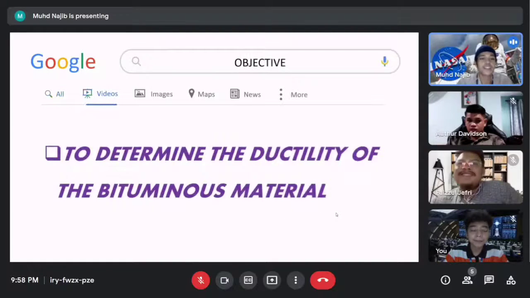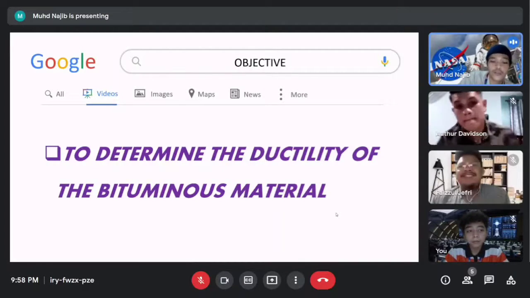So I'm going to present the objective. Ductility measures a specimen's ability to undergo plastic deformation prior to breaking, and the results are often expressed as the percent elongation or the percent of area reduction. In simple terms, it is a measurement of how far a sample stretches before it breaks. The objective of this ductility test is to determine the ductility of the bituminous material. That's all from me.